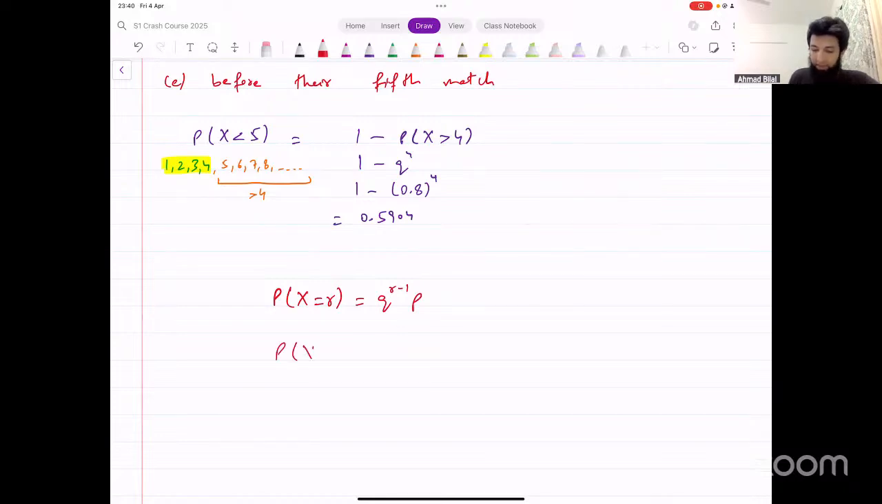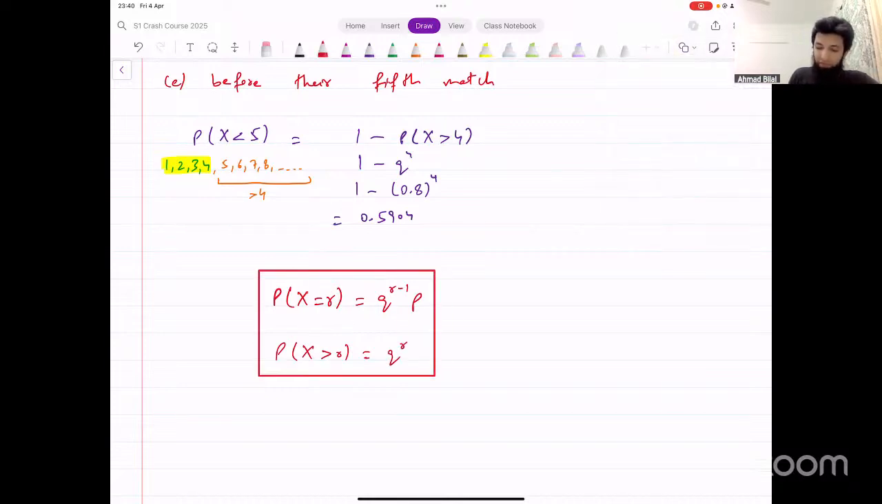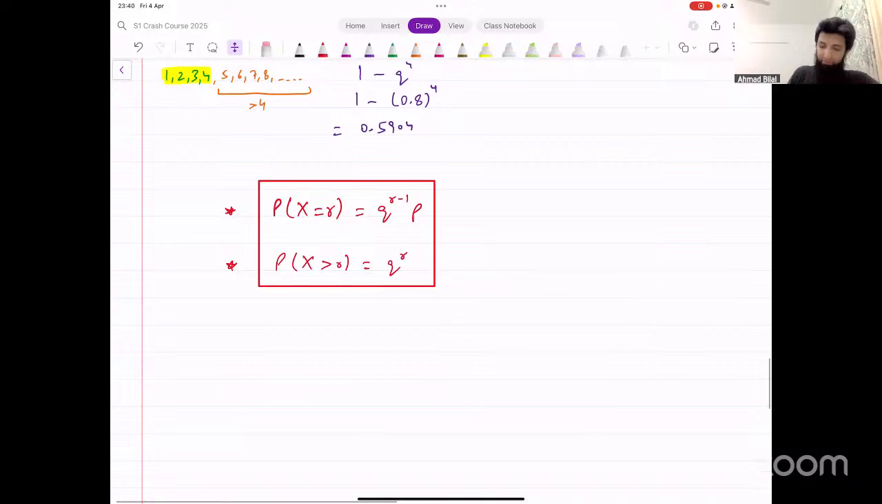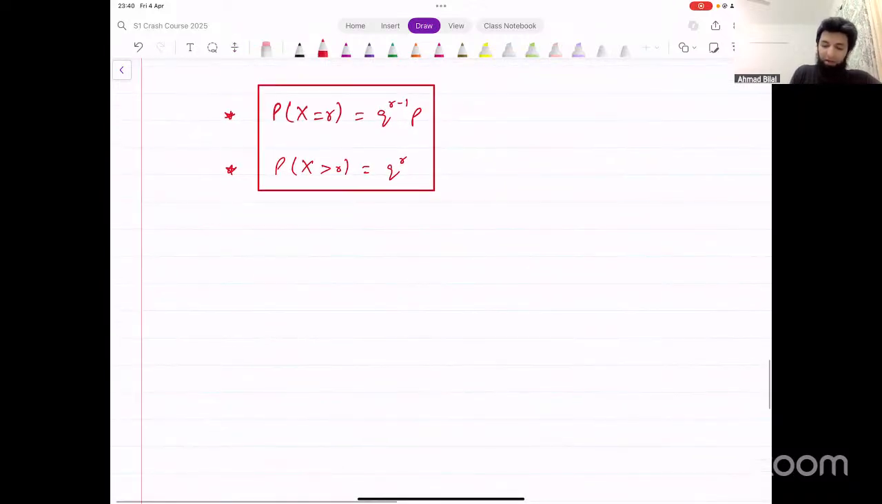And then x greater than r, this is q raised to power r. These are two formulas that everyone needs to know about geometric distribution when finding probabilities. However, there are formulas for other inequalities as well, which if you want, you can memorize.